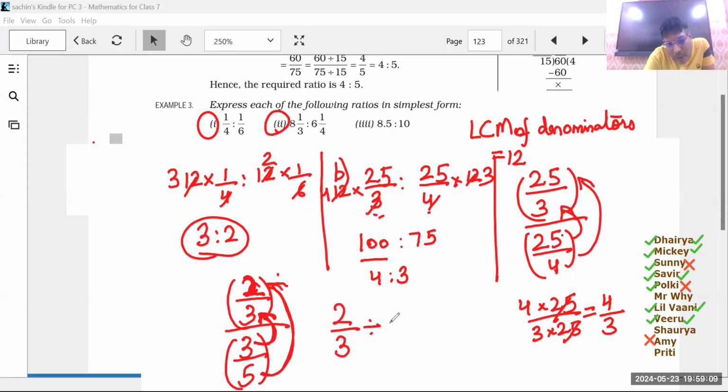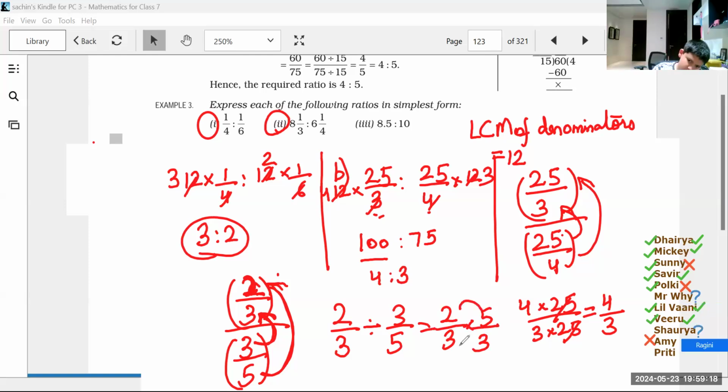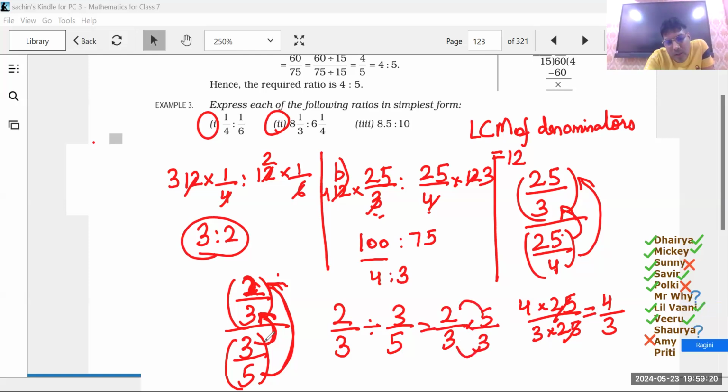Because when you will divide 2 by 3 with 3 by 5, you will get 2 by 3 multiplied by 5 by 3. So 2 into 5 हो जाएगा, नीचे 3 into 3 हो जाएगा. So this will join here, 5 will join at the numerator. Understood, Avyan? Yes, sir.